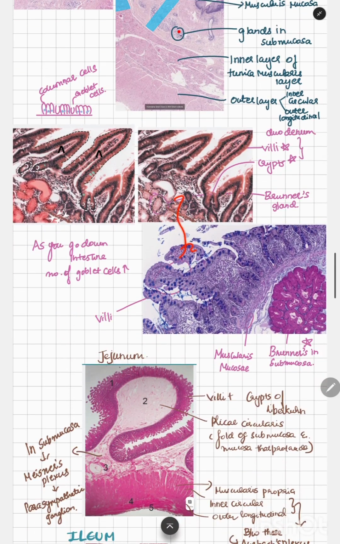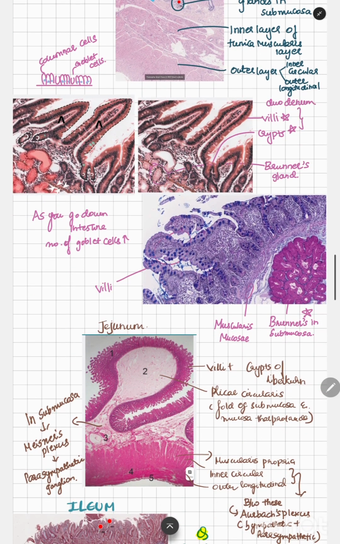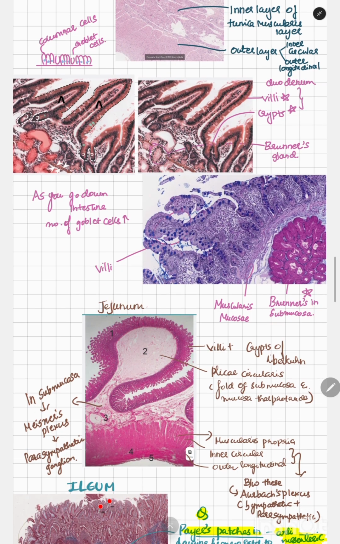These two are the images of duodenum, where you have long villi and crypts. So these are the villi and crypts in the duodenum. Most importantly, in the duodenum you will find these glands which are known as Brunner's glands, which are found in the submucosa. This is about duodenum.